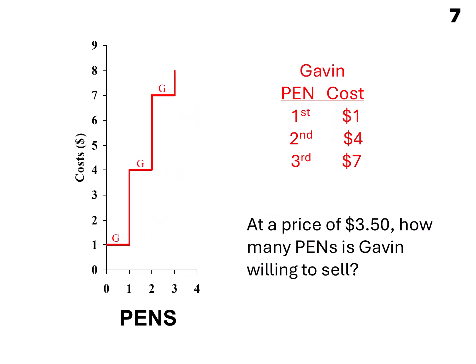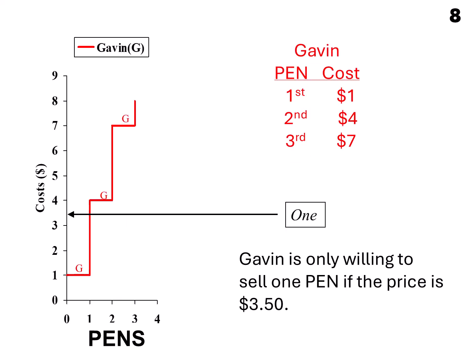Slide 7. At a price of $3.50, how many pens would Gavin be willing to supply? Take a little time and think about your answer. Slide 8. If you answered 1 pen, you are correct. There is only 1 pen with a unit cost below the price of $3.50.